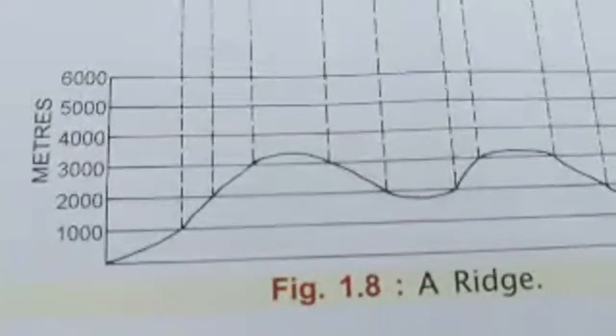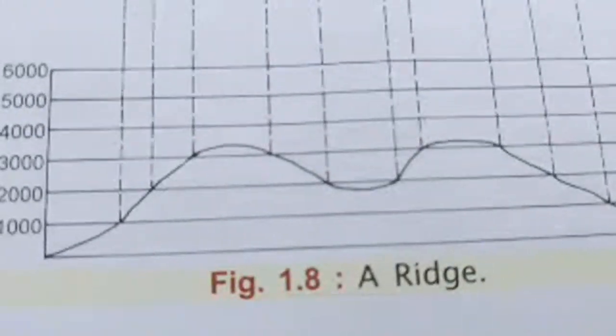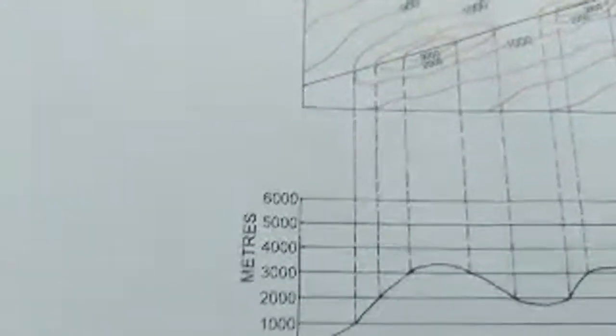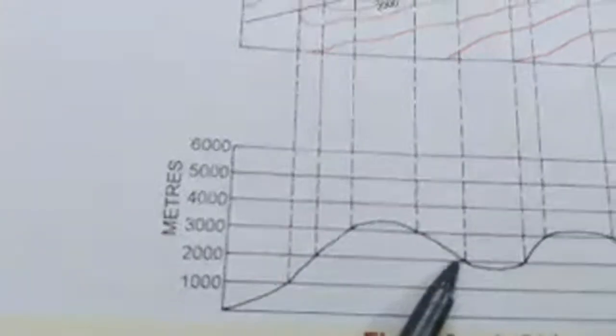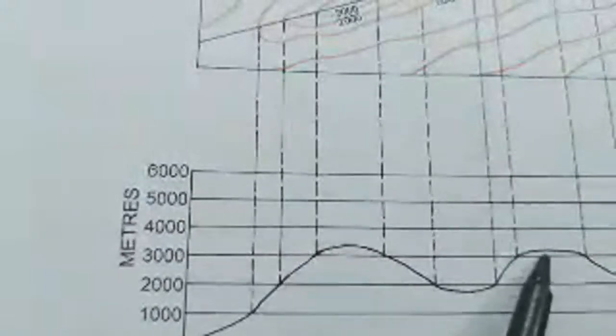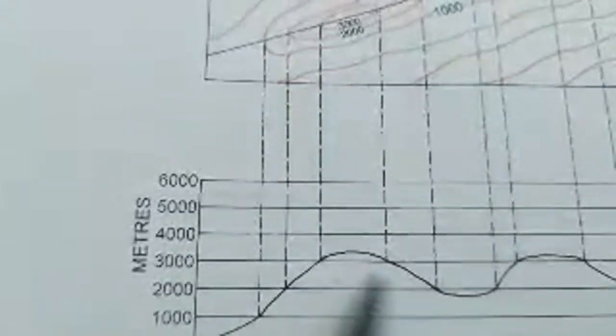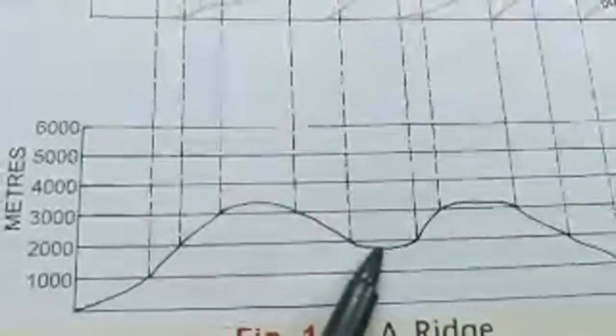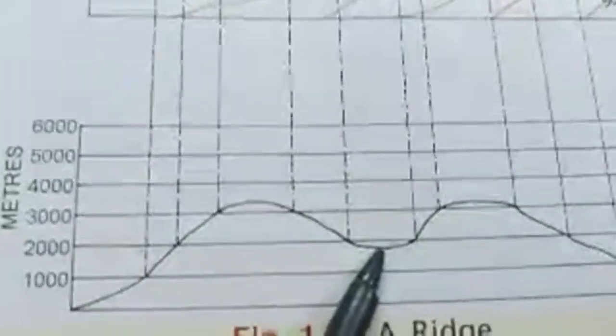Again, let me show you one more example. Now look here, this is another example, a ridge. What is a ridge? You can see here. So this ridge, if you look, these are the two hills. And between the two hills, here is one gap, a small valley, it looks like a valley.